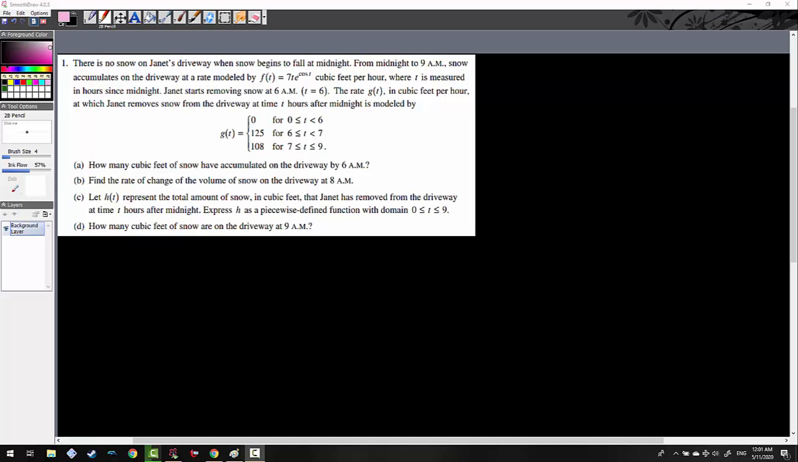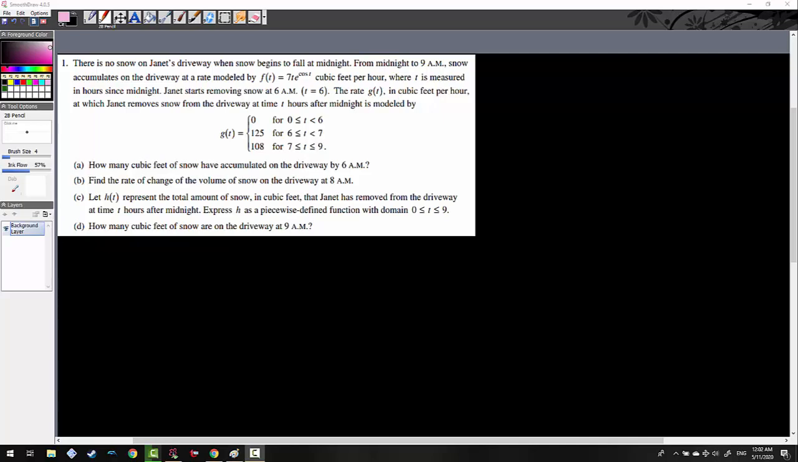In today's episode, we will be discussing the 2010 Calculus BC question number 1. This question also made a cameo appearance on the Calculus AB exam of the exact same year, from the graphing calculator portion. The problem reads, there is no snow on Janet's driveway when snow begins to fall at midnight.